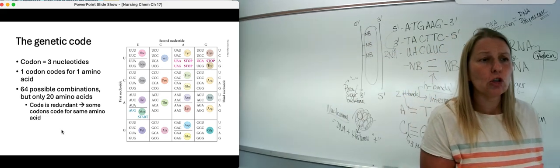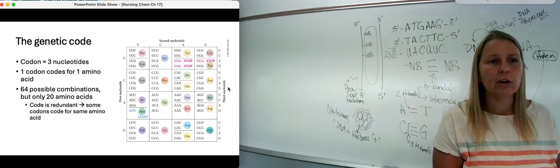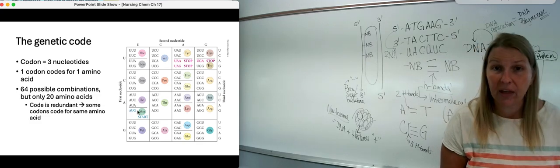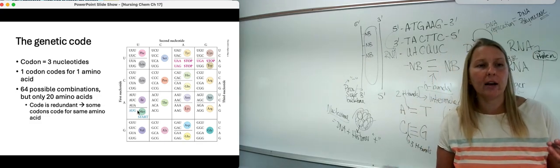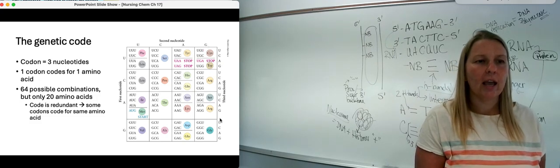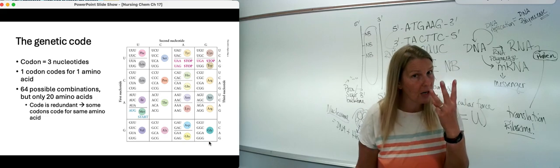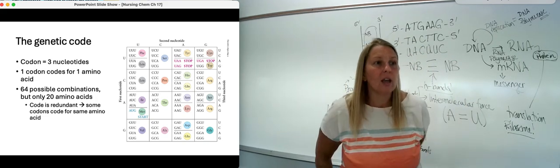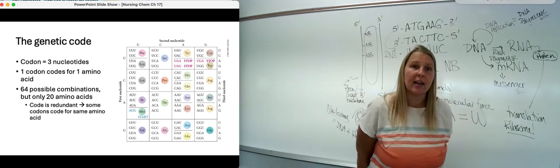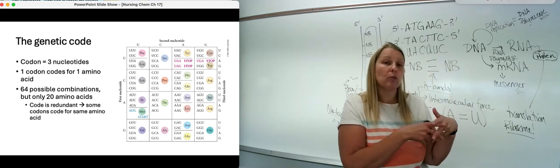So if you know that your first nucleotide is A, your second is U, and then your third is G, you have AUG, that codes for methionine. If you know your codon is GGG, you look G, G, and G, that codes for glycine. So again, you should know that there's 3 nucleotides per 1 amino acid. That's where we get this genetic code. That's where we're going from our nucleotide language to our amino acid language to make our proteins.